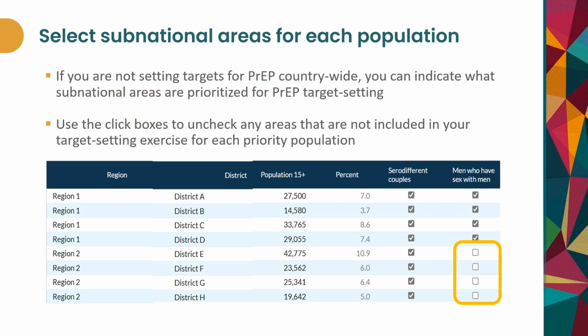If you are not setting targets for PrEP countrywide, you can also indicate what subnational areas are prioritized for PrEP target setting in the populations module. Use the click boxes to uncheck any areas that are not included in your target setting exercise for each priority population.